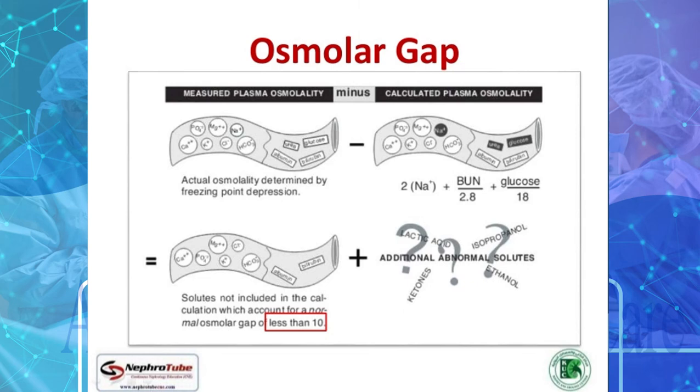Okay, so the osmolar gap, again, this is the osmolarity which is measured in the lab, determined by freezing point depression, minus that which we calculate: sodium times 2, plus the BUN divided by 2.8, plus glucose divided by 18, and then we will check the difference. The difference is usually less than 10. Okay, if it is more than 10, there are additional solutes present in the plasma.